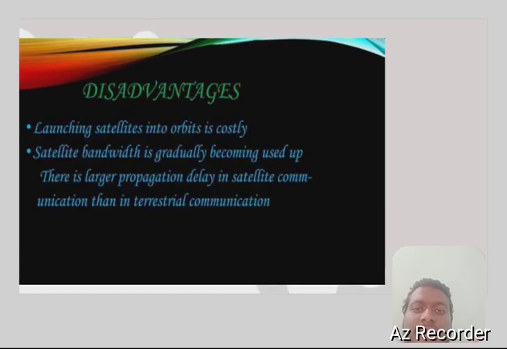Let's see the disadvantages of satellite communication. Launching a satellite into orbit is costly, and satellite bandwidth is gradually becoming used up. There is a longer propagation delay in satellite communication than in terrestrial communication.